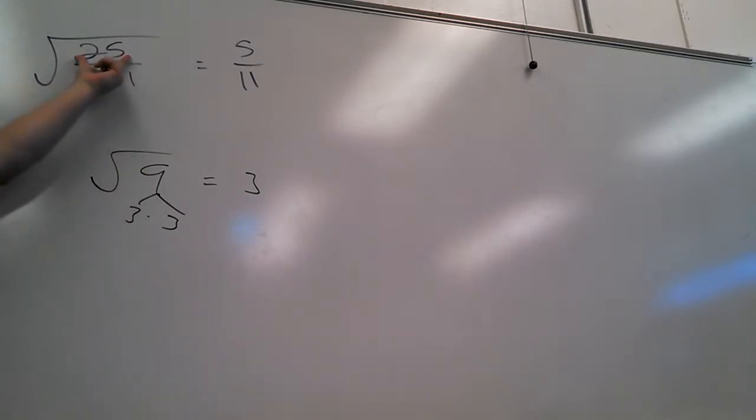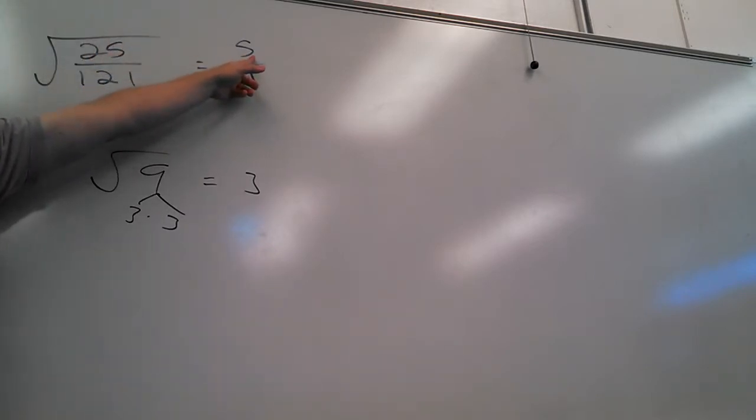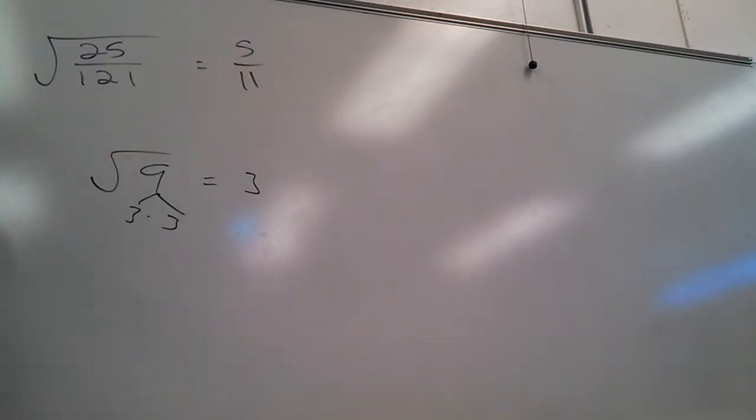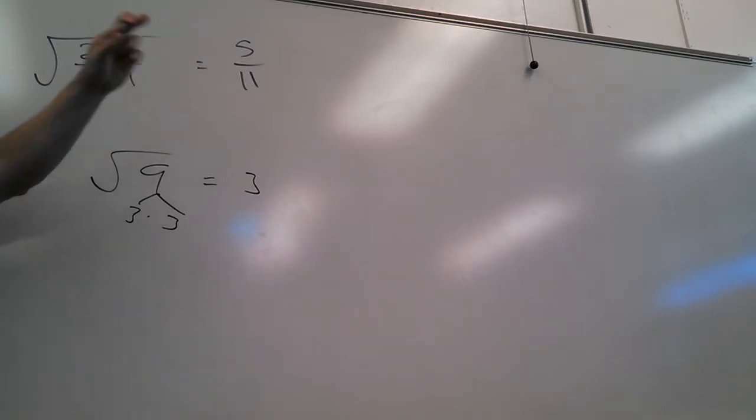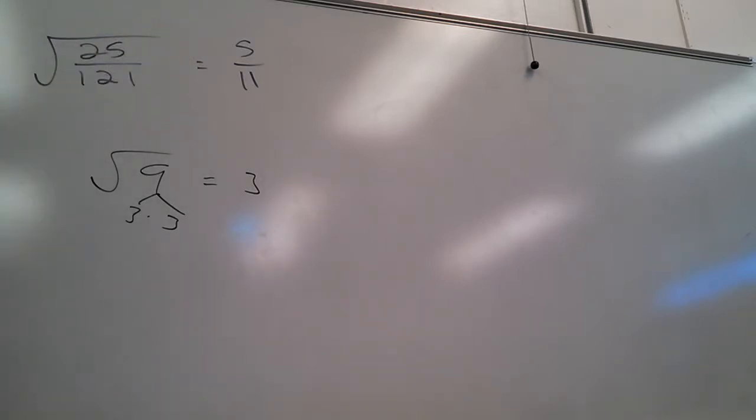So a square root splits something in half multiplicatively. So root 25, split it in half: 25 is 5 times 5. So root 25 is 5. 121 is 11 times 11. So split it in half and you get 11.